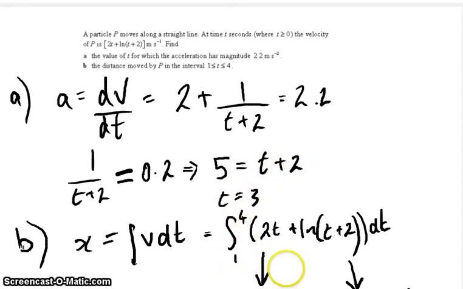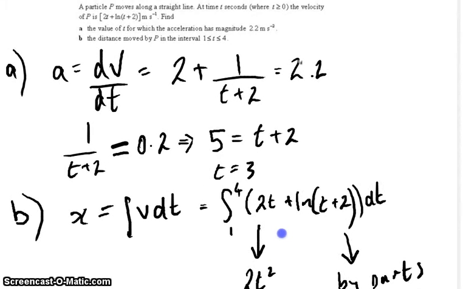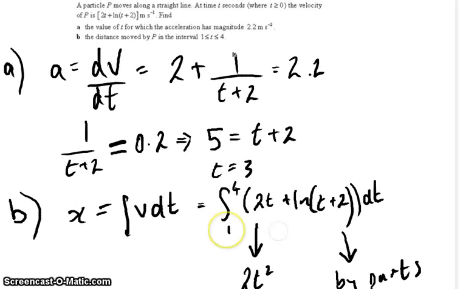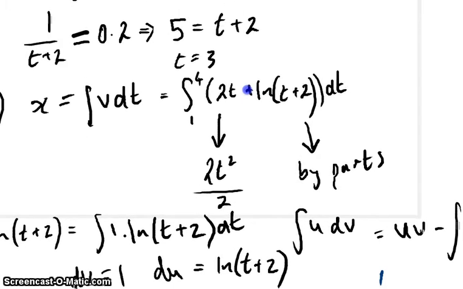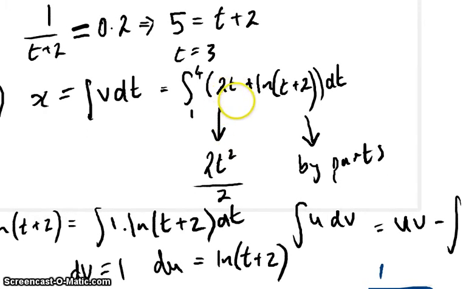Now the second part of the question is what makes it a little bit more difficult, but it's still quite doable. So the distance moved in an interval, so you need to integrate the velocity to give you displacement. And when you do that, you're then integrating between 1 and 4. So this is our integral here. So we integrate with respect to t. Now, 2t, that integrates pretty easily, 2t squared over 2. This, a little bit more difficult, you need to do it by parts.